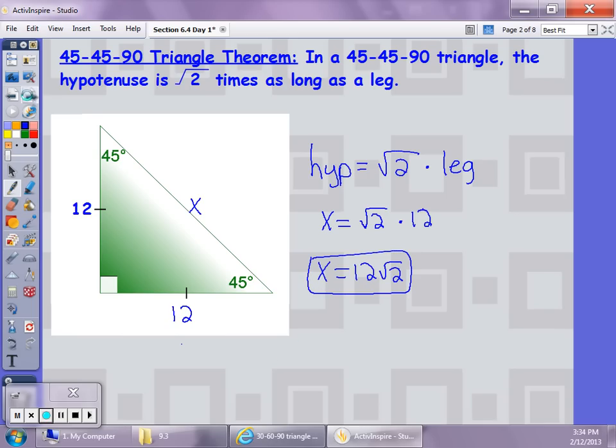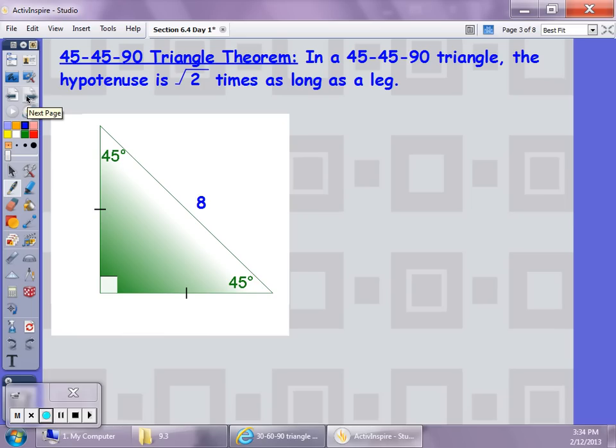We can use the same equation to work backwards when we're given the hypotenuse. So remember that equation from before. In a 45-45-90 triangle, the hypotenuse will always be root 2 times the leg. So in this case, we have the hypotenuse, which is 8, and we're going to call each leg x. So if we fill in our information, the hypotenuse, which is 8, is going to equal root 2 times the leg, which we're going to call x.